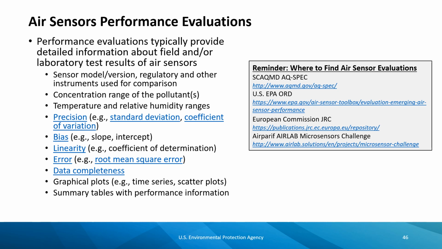Air sensor performance evaluations typically provide detailed information about field and lab test results of air sensors. Evaluations include information about the sensor model and version, regulatory and other instruments used for comparison, concentration range of pollutants during a test, precision, bias, linearity, error, data completeness, graphical plots, and summary tables. As a reminder, you can find sensor evaluation results in many places, as listed on this slide.